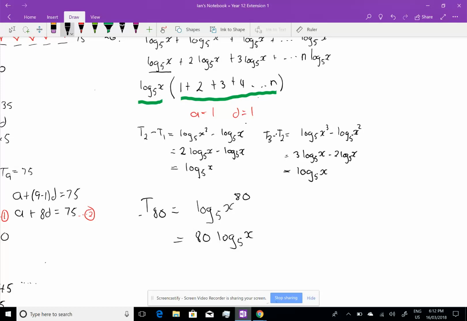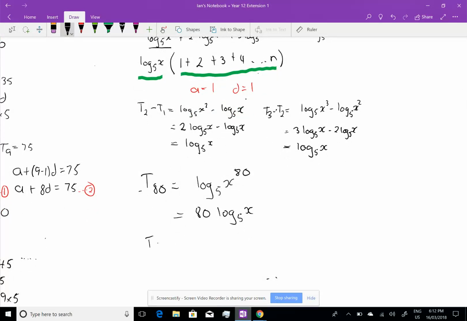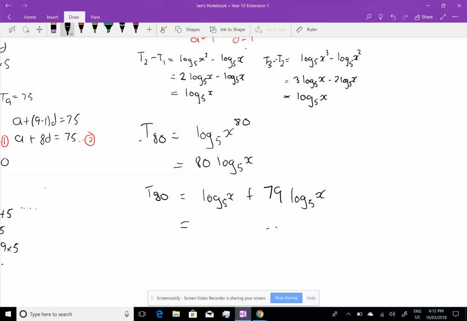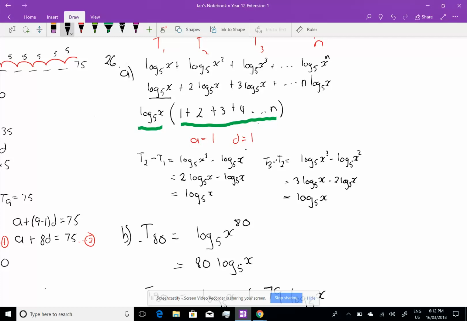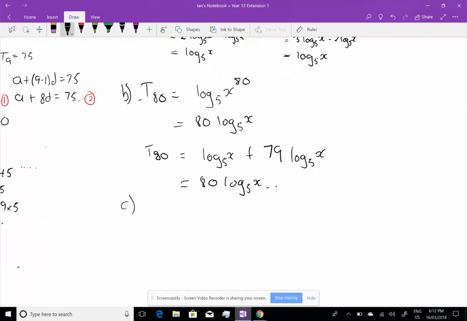If you wanted to use a formula, you could. You go, well, T of 80 equals a, log 5x, plus n minus 1, 79 log 5x, and you've got one of them plus another 79, so it gives you 80 log 5x. So we've proved that it's a series. We found the 80th term.